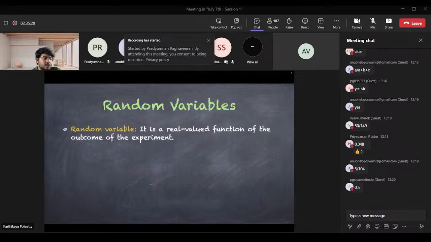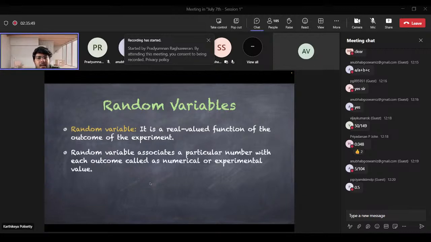So if you are tossing a coin 3 times, you can choose the number of times the head occurred as a random variable. The number of times head occurs is a random variable. A random variable associates a particular number with each outcome, called the numerical or experimental value. So if you get HH, 2 is associated with HH. If you get HT or TH, you get 1 associated with them. If you get both tails, you get 0 associated with them, because we are taking the random variable as the number of heads.